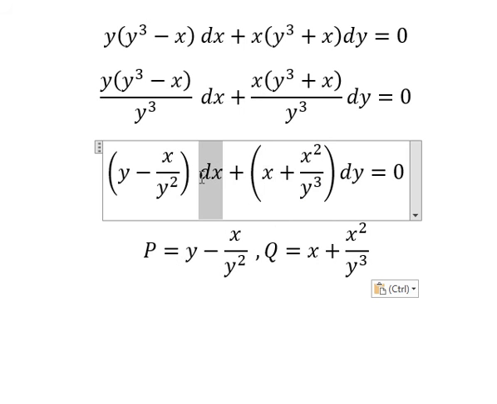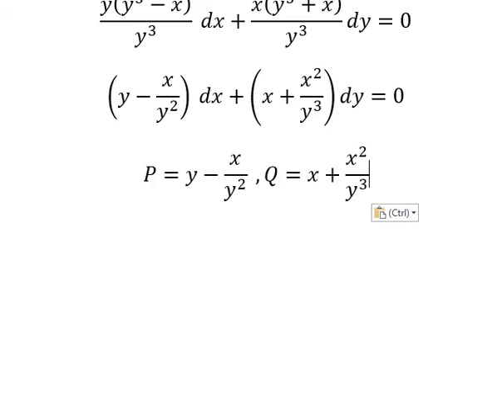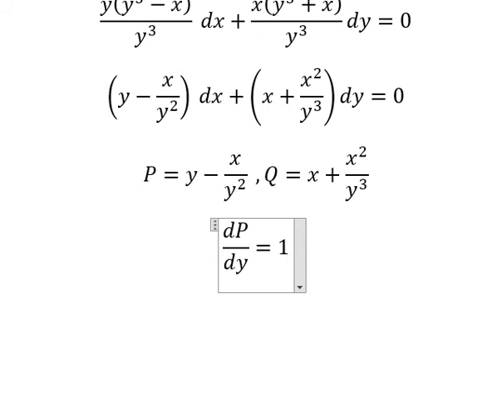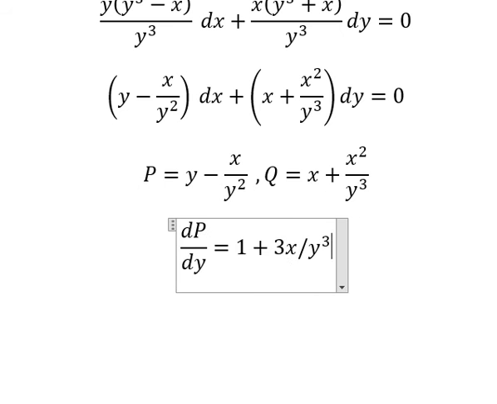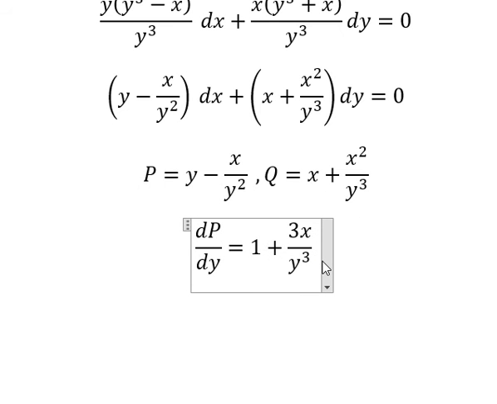We have the s, so that means we need to find first the derivative of the function with respect to y. So we have dp over dy, that is 1 plus 3s over y to the power of 3. Now let's go to the next one.